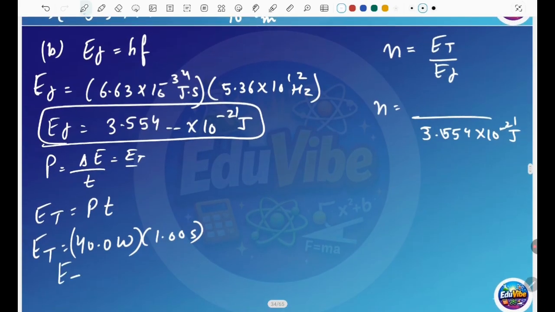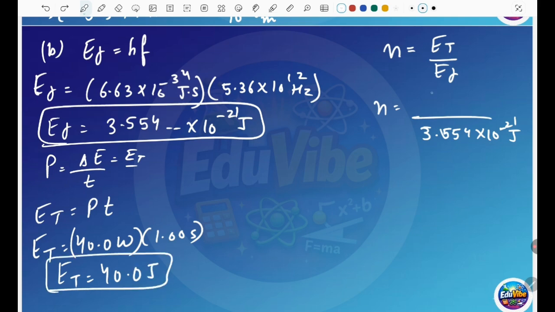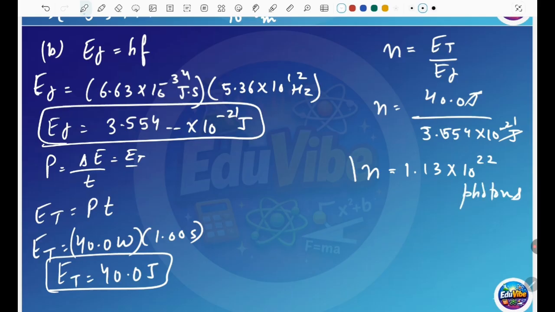And when you solve this, your ET is equal to 40.0 joules. Put this in also in that thing. When you solve, the joules cancel out. You get about 1.13 times 10 raised to power 22 photons. So that's how you can find the number of photons emitted.